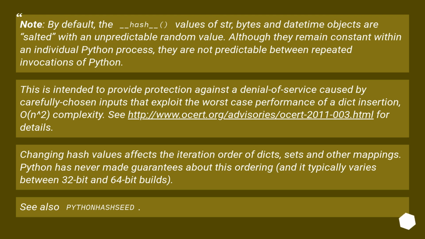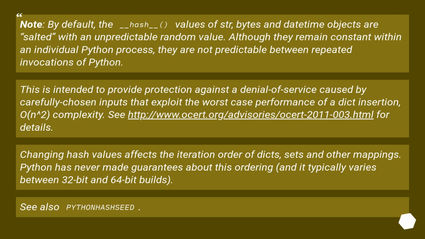Note, by default, the __hash__ values of str, bytes and datetime objects are salted with an unpredictable random value. Although they remain constant within an individual Python process, they are not predictable between repeated invocations of Python. This is intended to provide protection against a denial of service caused by carefully chosen inputs that exploit the worst-case performance of a dict insertion, O(n²) complexity. See this URL for details.